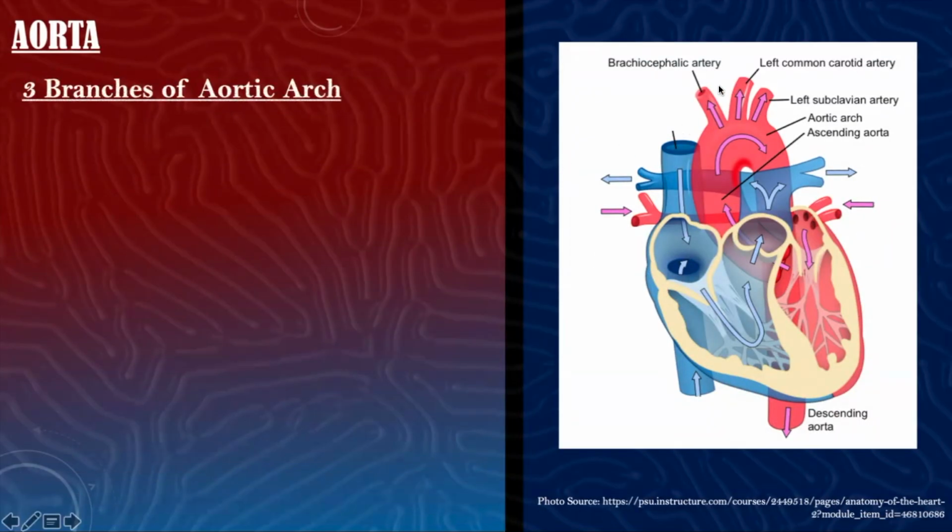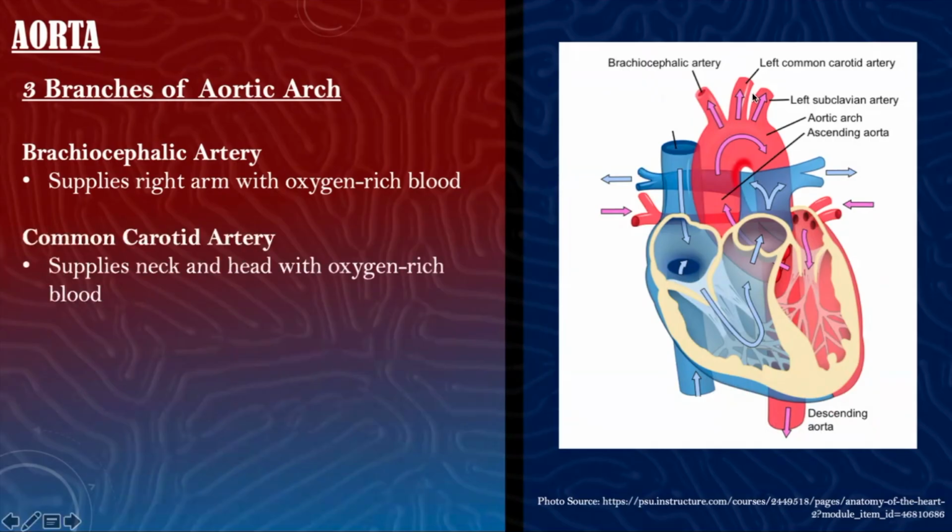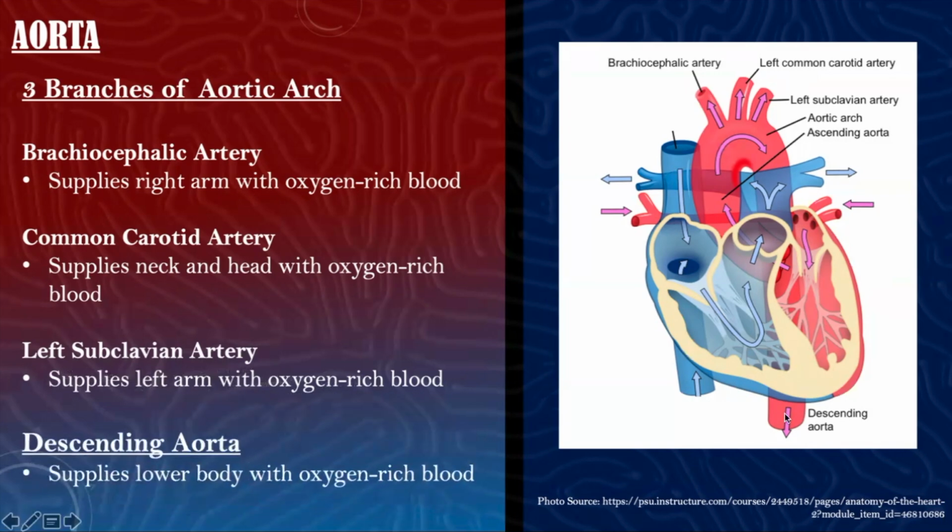There's three branches on this aortic arch that you can see here. The first is the brachiocephalic artery, which supplies the right arm with oxygen-rich blood. Next, we have the common carotid artery, which sends oxygen-rich blood to the neck and head. And lastly, the left subclavian artery, which supplies the left arm with oxygen-rich blood. And then descending aorta, you can see that down here. It supplies the lower body with oxygen-rich blood.